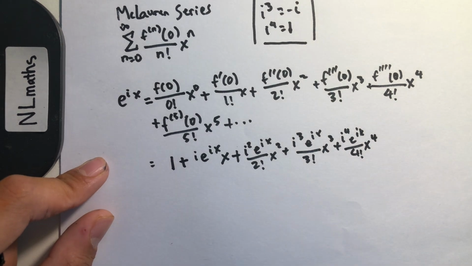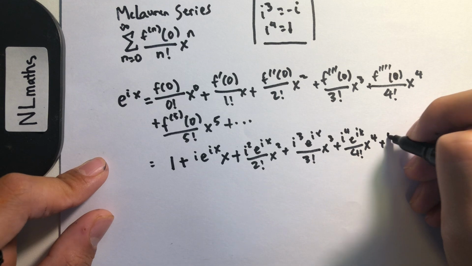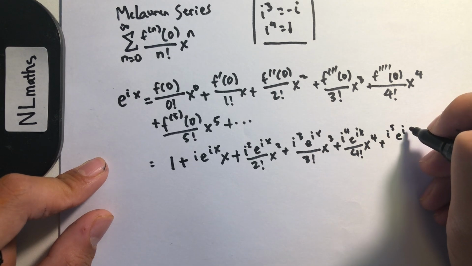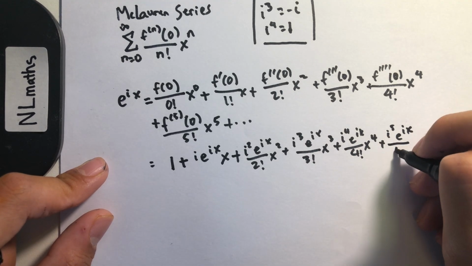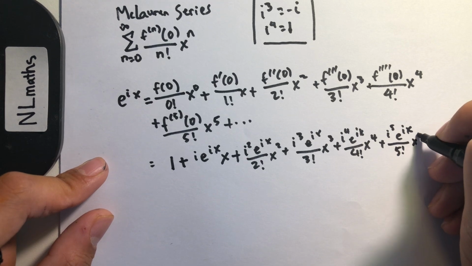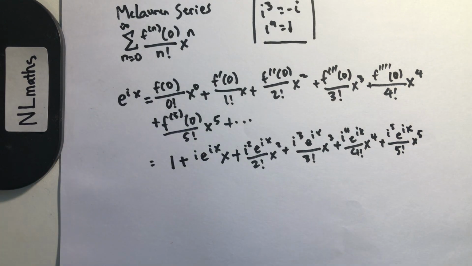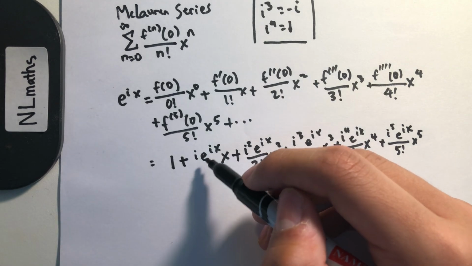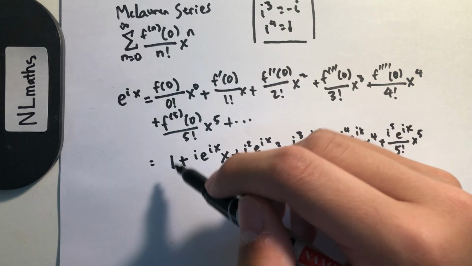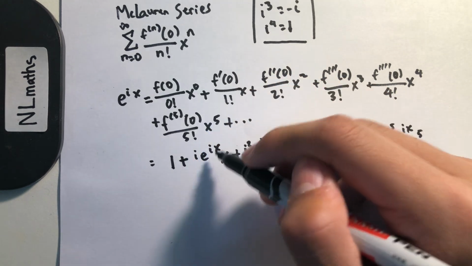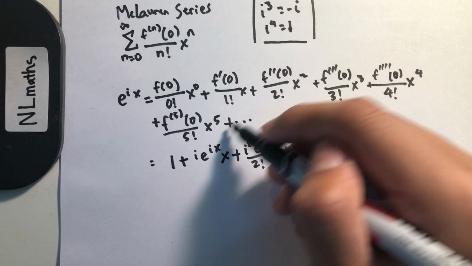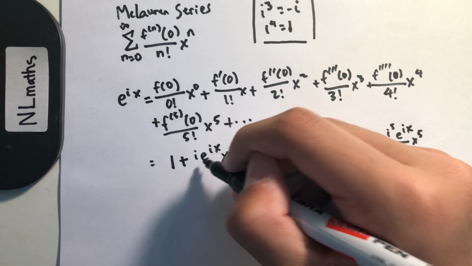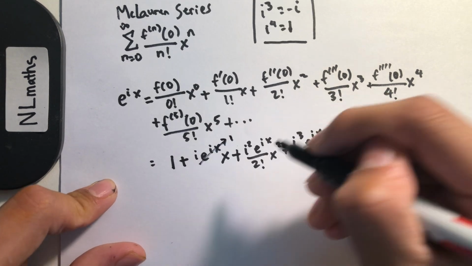Of course, you can try this by yourself, convince yourself as well. e to the ix over 5 factorial x to the 5th. Now, what you're going to see as well is that I did an extra step, because e to the ix, if at 0, of course, it's like the one argument. i times 0 is 0, and anything to that is 1.